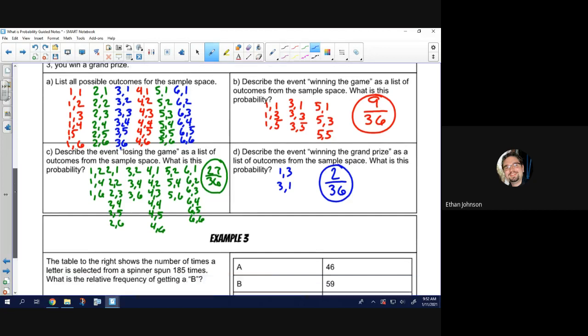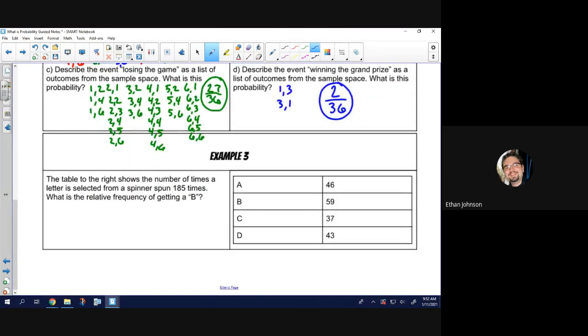Let's look at example 3. Table to the right shows the number of times a letter is selected from a spinner spun 185 times. So that tells me that we are going to need to do that relative frequency. What is the relative frequency of getting a B? So relative frequency was our F divided by N, or our frequency divided by the total number of observations. So how many times did we spin a B? That'd be 59. Out of, well, how many times did we spin the spinner? Well, that was 185.